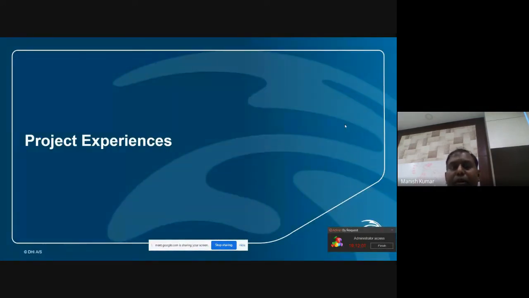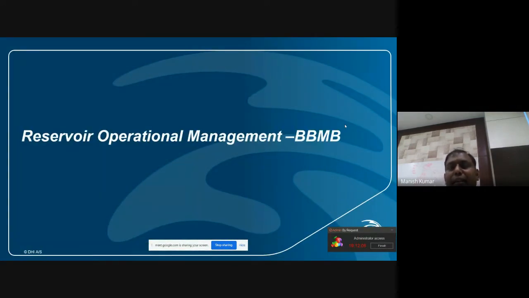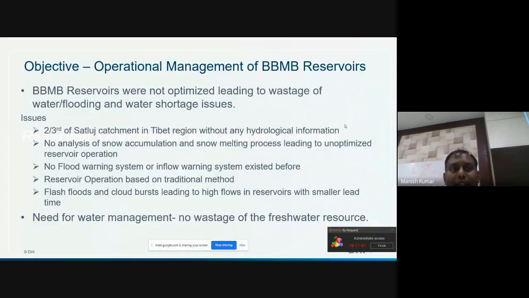Now, if I talk about projects, one of the projects where we implemented this is the Bhakra Beas Management Board. There they have to manage two main reservoirs, Bhakra and Pong. Bhakra reservoir is on the Satluj River and Pong reservoir is on the Beas River.